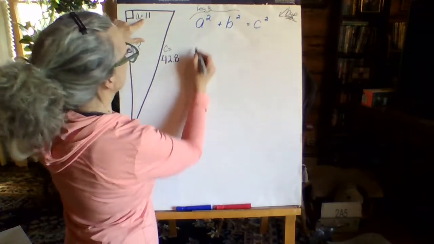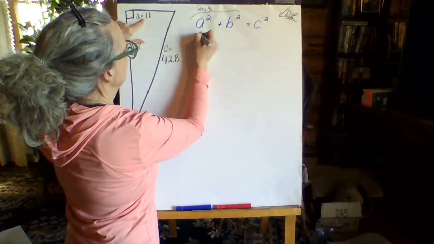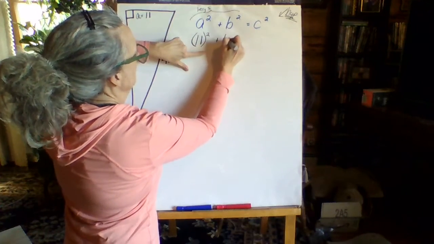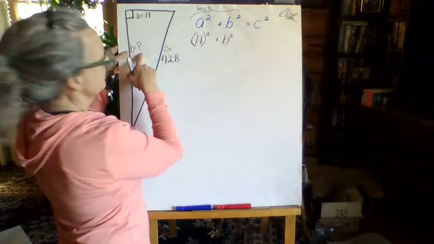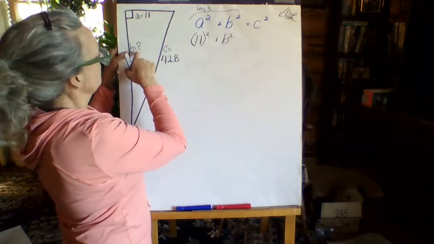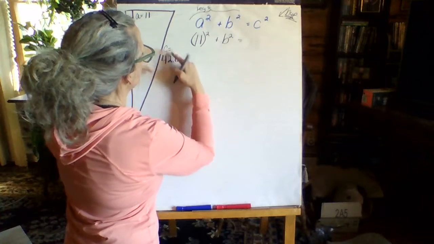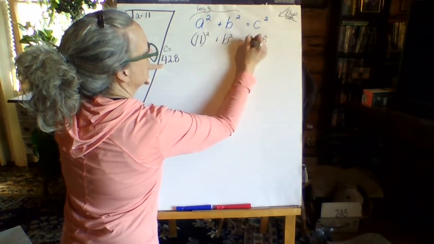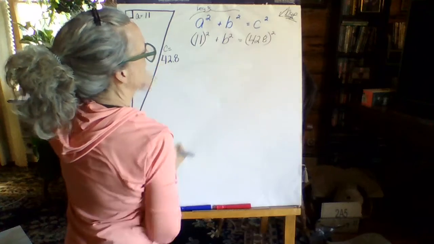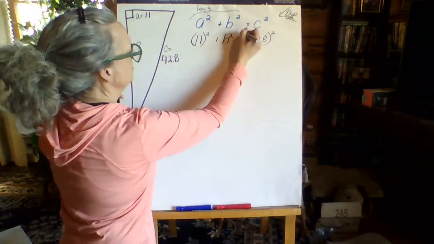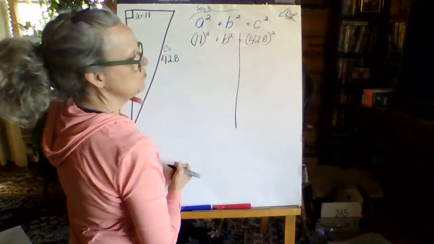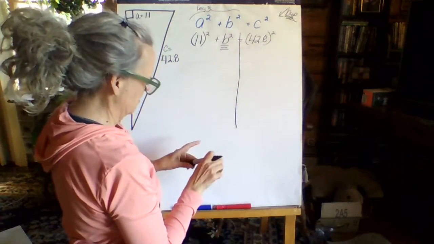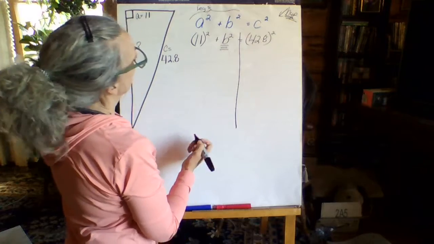Okay, so for my A, I'm going to substitute in 11. Don't forget you have to square it. Plus B squared, that's this one. I don't know what it is. That's what I'm solving for. Equals C squared, where C is 42.8. Again, I have to square it, okay? Remember that now you're just doing basic equation solving. You know how to do this. You just have to isolate that B and find out what it's worth, okay?